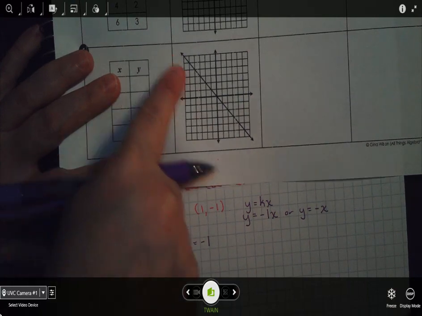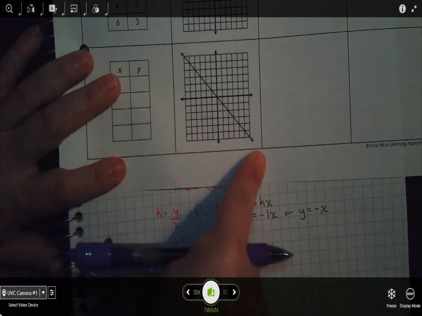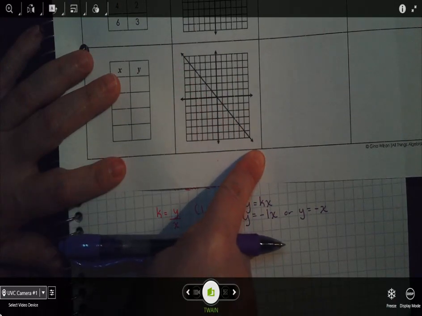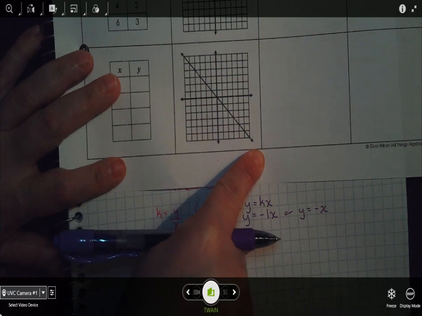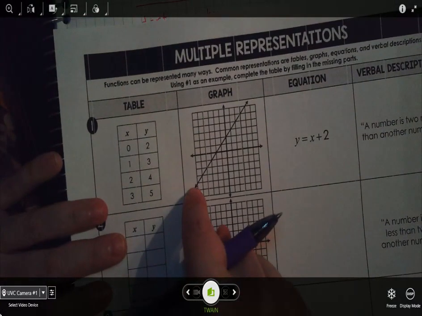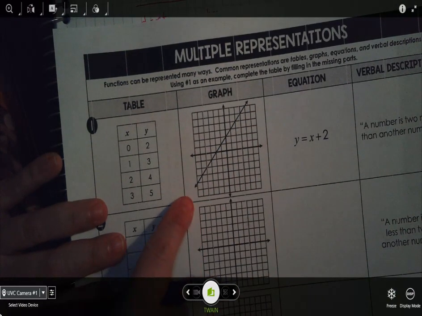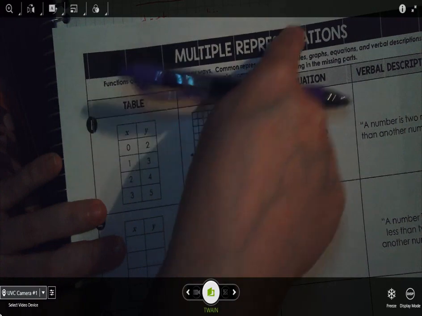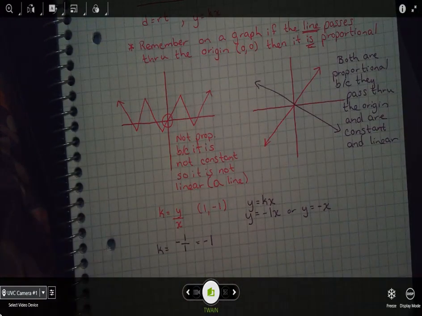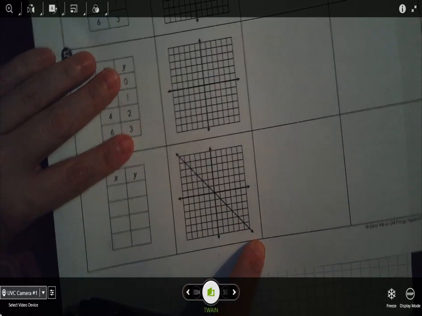Okay, notice your line's going down. It starts at the top and it goes down. Anytime you have a line that looks like that, your constant is going to be negative. However, if you have one, looking back at this one, going from the bottom up, it's going to be positive. So think about an elevator. I'm going up, so I'm going in the positive direction. If I look at a graph and my elevator is going down, then it's negative.